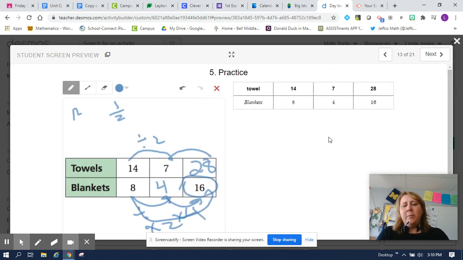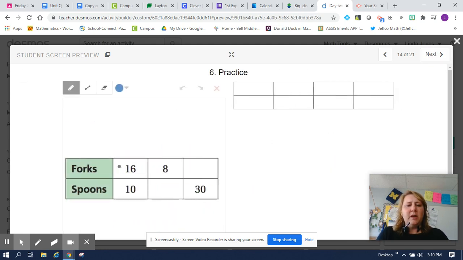I'm going to go back here just for a second. Probably not the easiest pattern. There are other ways to see patterns. When we come across them, we will talk about those. So number 6, how do I get from 16 to 8?